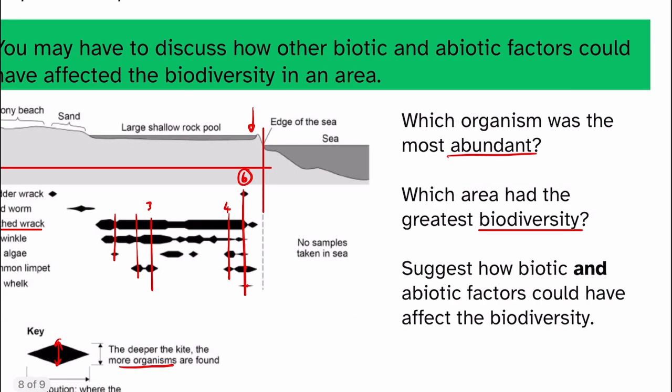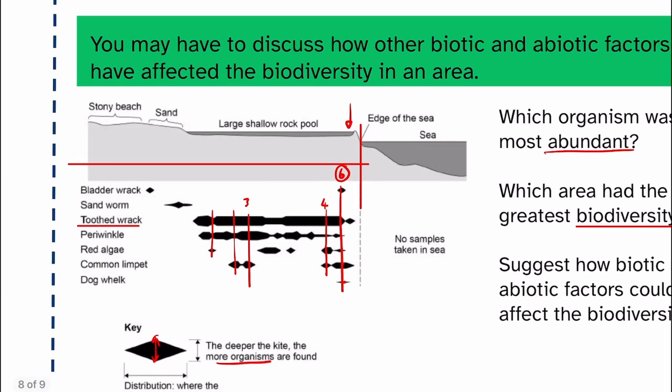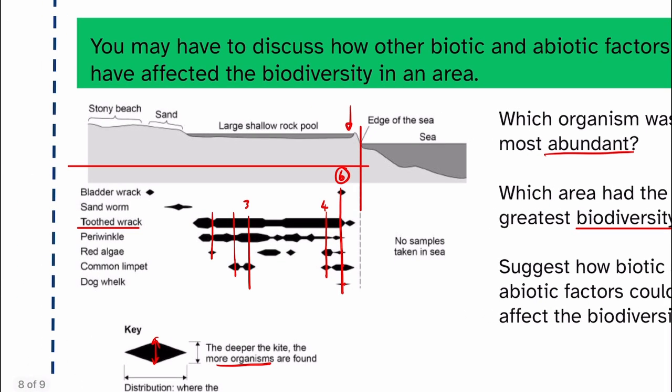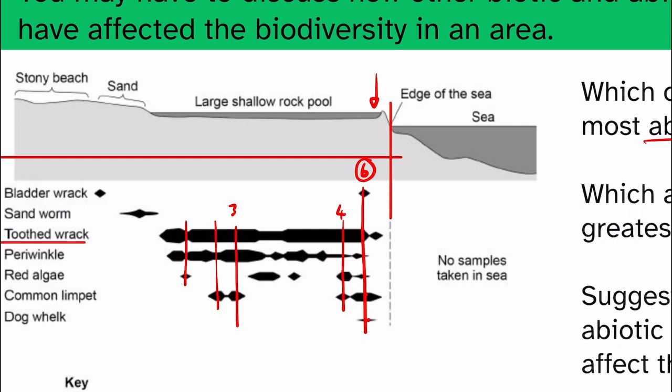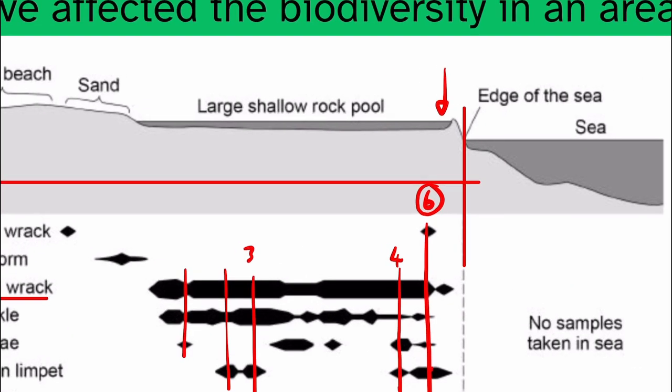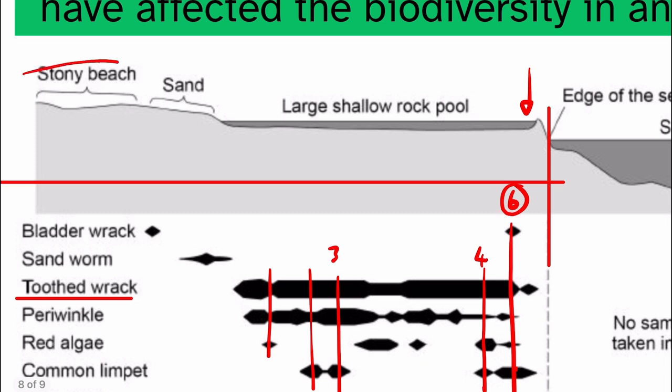Suggest how biotic and abiotic factors could affect biodiversity. So, abiotic factor, you might say, oh well, at the edge of the rock pool, there's less water, and on here and here, there's going to be more light intensity, so that might affect biodiversity. Obviously, underneath the water, there's very little light intensity, so that's an abiotic factor.